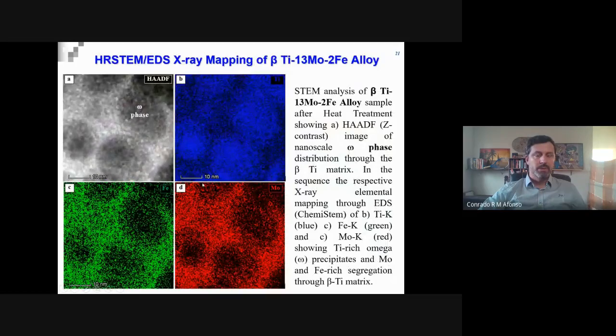And here I present the beta titanium alloy in higher magnification. So we can see here the scale of 10 nanometers, and we are imaging here the omega phase. So we can see the distribution of the alloying elements. Just a second.